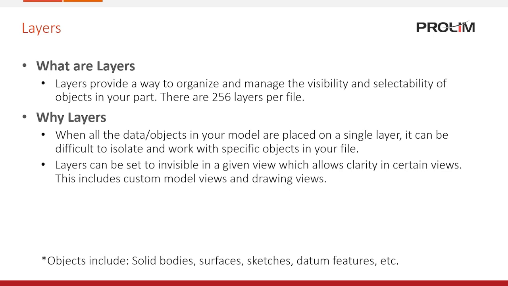So say, for instance, there's some construction geometry that I don't want actually shown in my model view. I can throw that onto a separate layer and then set that layer to invisible to control the visibility of that construction geometry, so I don't have to actually see it in the model, to keep everything nice and clean and organized.